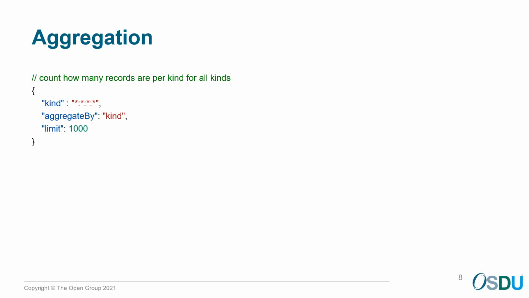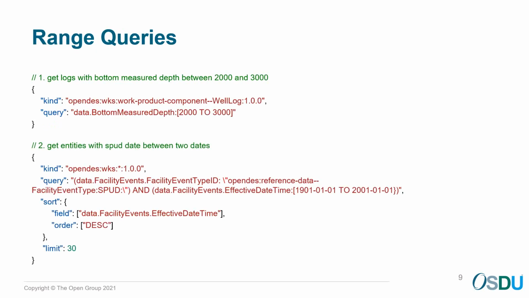Aggregation by any field yields a count of all distinct values for that field. So, you can get the number of records with each value of the field. In this example, we count how many records there are for each kind.